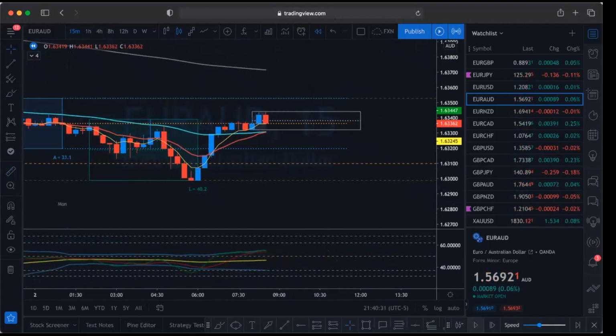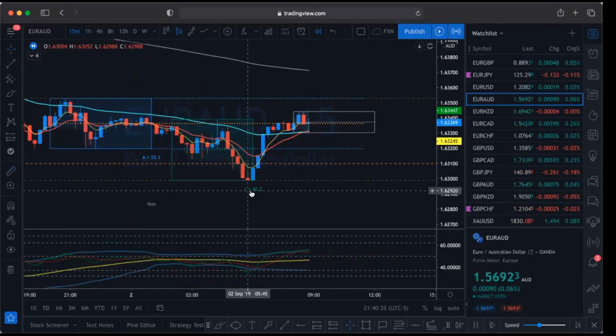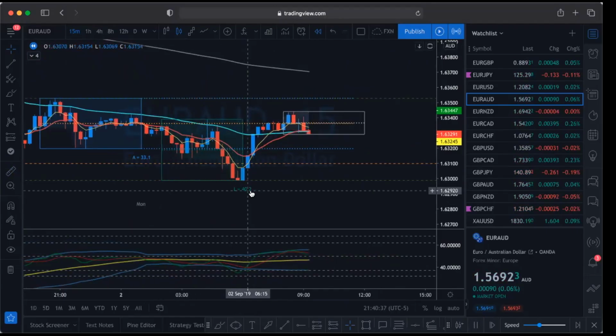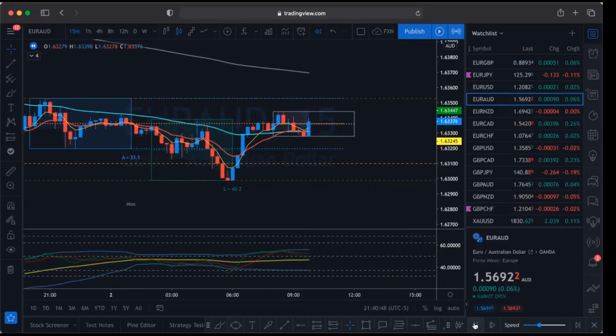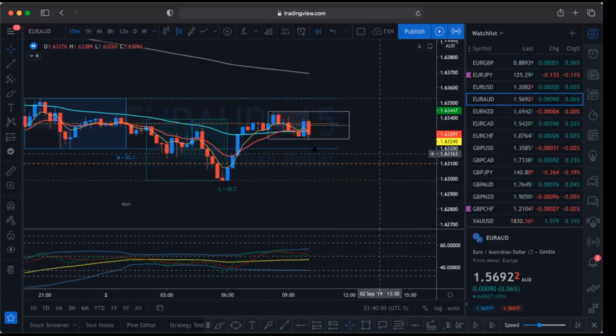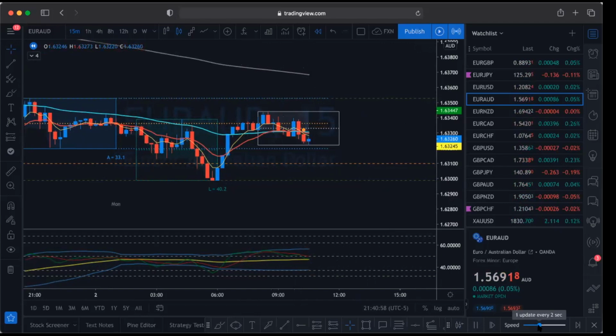All right, so let's see. That actually might work out as a continuation trade there. That could have been an entry. The entry really should have been up here, but it would have been too late for me anyways.